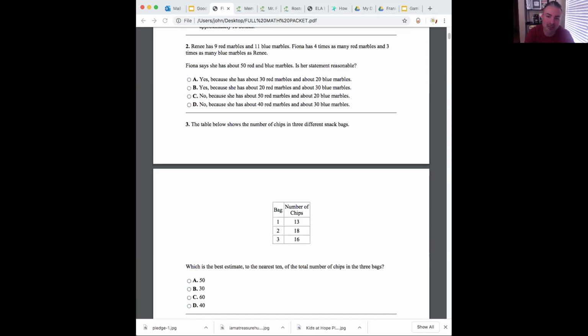So far we've crossed out A, B, and C based on them not matching up. Now, we could just say the answer is D because we crossed the other ones out, or we can actually look at it and make sure we read it and it's correct. No, because she has about 40 red marbles and about 30 blue marbles. If we estimate, or if we round, red marbles 36 would get rounded up to 40, so that's correct. Blue marbles 33 would get rounded down to 30, and that's correct. So I would say we should go with D. D would be my answer here. All right.